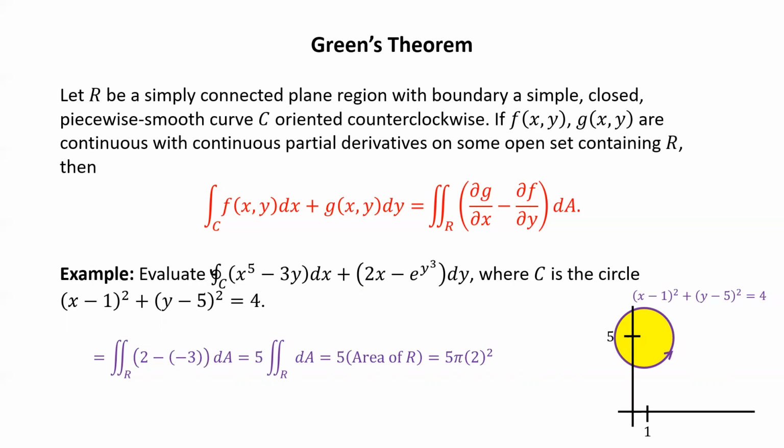That's just the area of the given disk. So the area of that disk is pi times 2 squared. So we get 5 pi times 2 squared, or 5 pi times 4, or 20 pi.